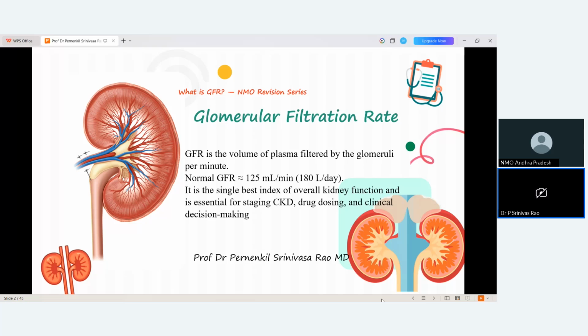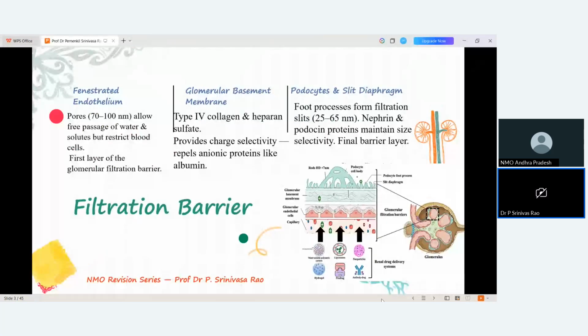Now we'll come to the filtration barrier, the barrier which prevents the larger substances from getting filtered. So there are three. I request all of you to take a pen and a book and write it in short terms. Otherwise, you'll be hearing it, it will be nice, but finally, after the entire class is over, you will not remember anything. So I request all of you to keep a book and have a pencil or a pen. You can write filtration barrier and put 3 arrows.